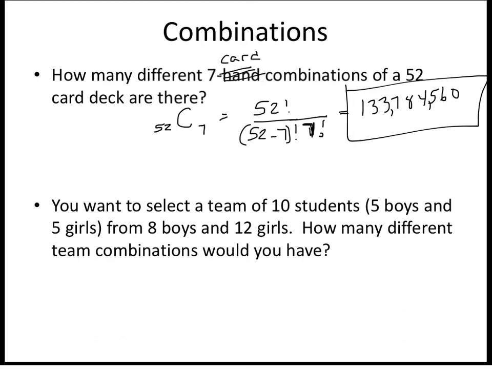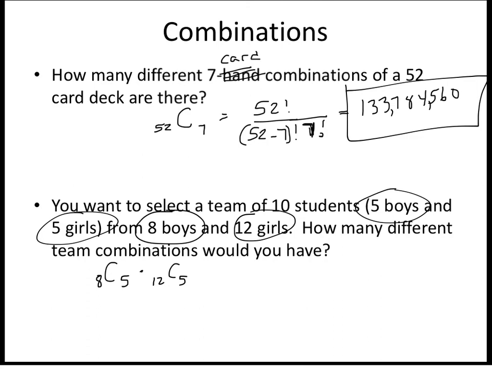Now we want to talk about a different type of problem. Here we have different categories within this combination, okay? So we want to select a team of 10 students, 5 boys and 5 girls, from 8 boys and 12 girls, right? So of our 8 boys, we want to select 5 of them, right? We want to know the number of combinations, so that's 8 things taken 5 at a time, right? And then from our 12 girls, we want to select 5 of them. So that is 12 C 5, right? And we want to multiply those two because we want girls and boys, and "and" is indicating multiplication at this time.